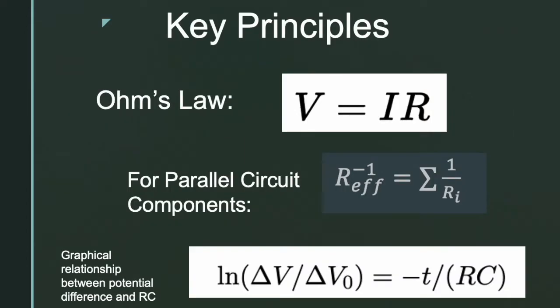These are the key principles we'll be using in this lab. We'll start with Ohm's law, which is important for calculating the resistance given a current and voltage. It's important to keep this in mind also for when we want to calculate the individual resistances for the circuit components in a parallel circuit. And this last equation will be important when we're trying to visualize a linear relationship between the potential difference and the RC component, which we will extract from the slope of this graph.